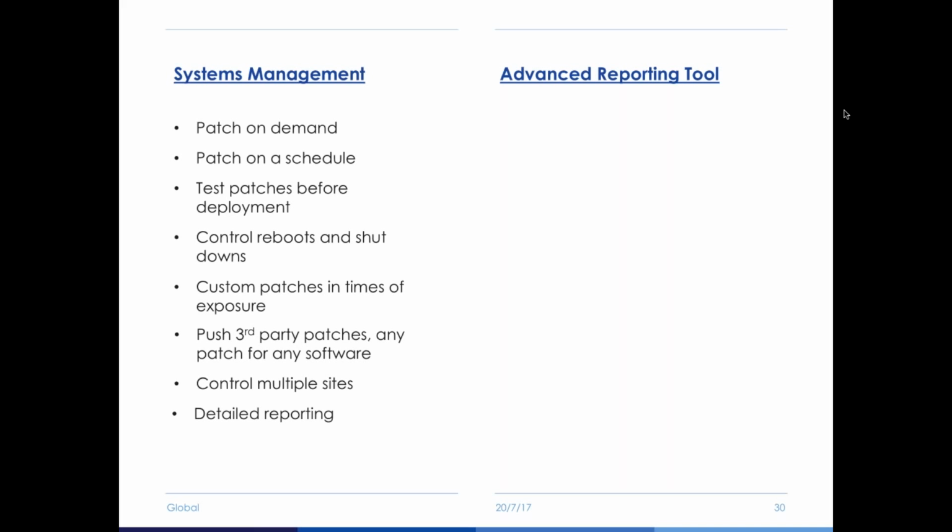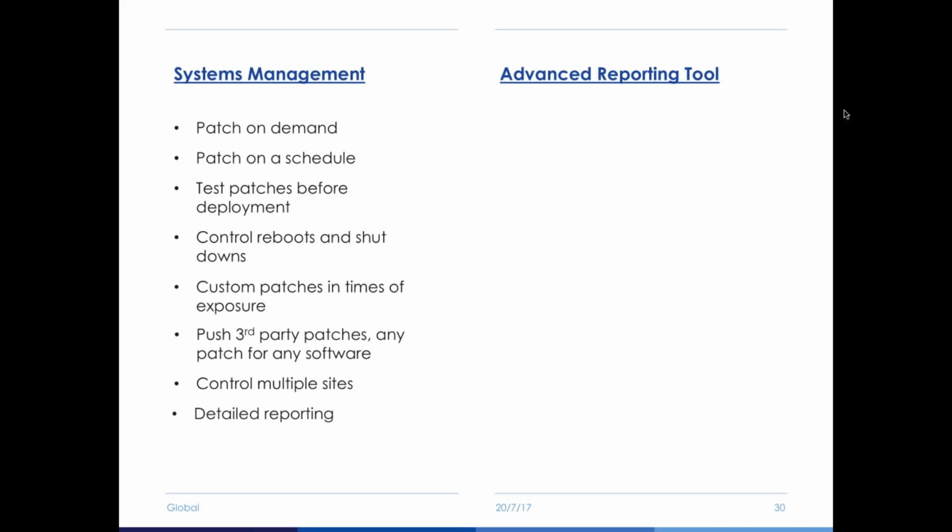And Microsoft is not perfect by any means in patching their own software. We've seen patches that really have hosed everything. So we have mechanisms in place that will allow you to push patches out to a small subset of machines where you can monitor the effects before you push it out into production. With our policies, with our patch management techniques, you're able to control your reboots, your shutdowns as well. As we said before, we've been known to do custom patches in times of exposure.